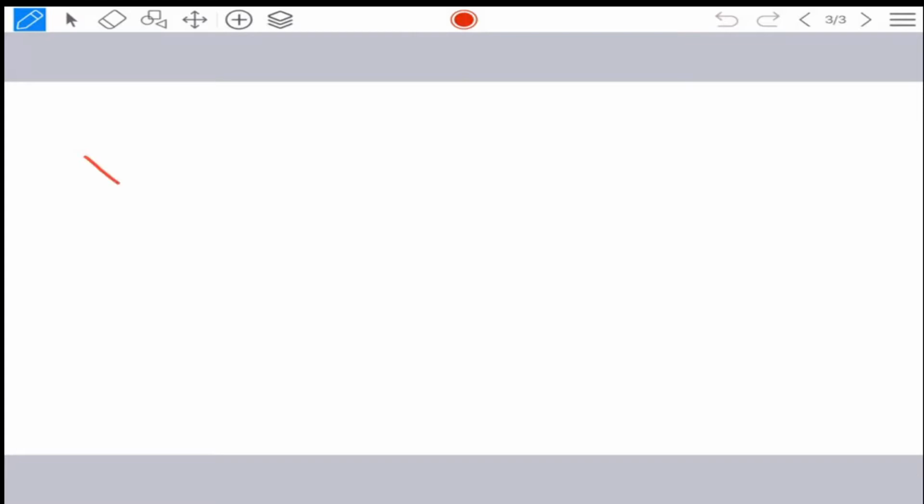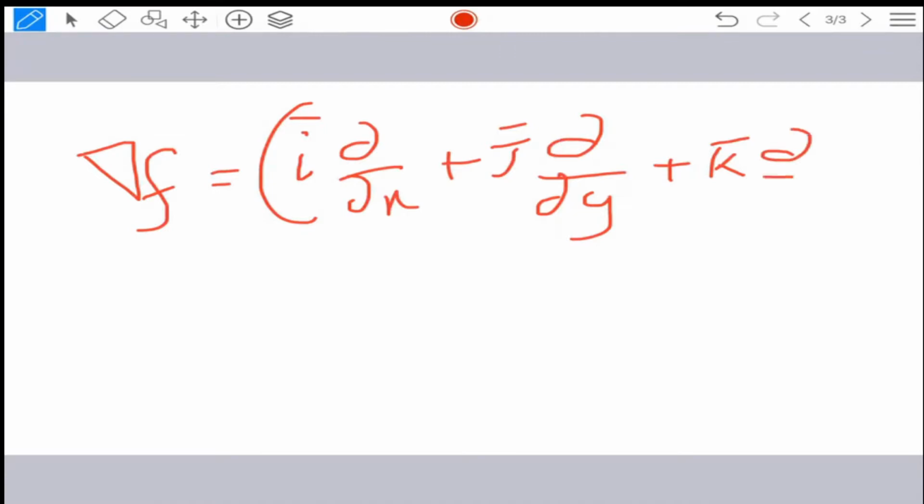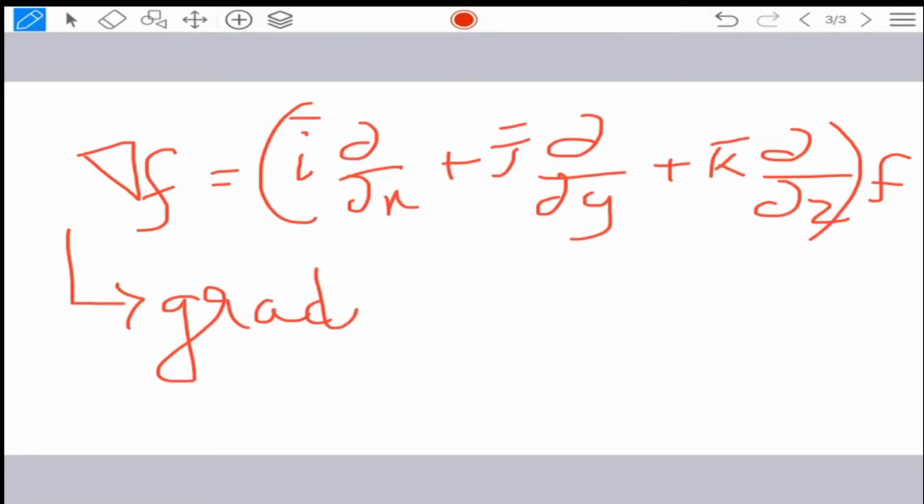The formula for del f means i bar dou by dou x plus j bar dou by dou y plus k bar dou by dou z, into f. Since it's a scalar, we can say it is gradient f. Gradient f equals del f.